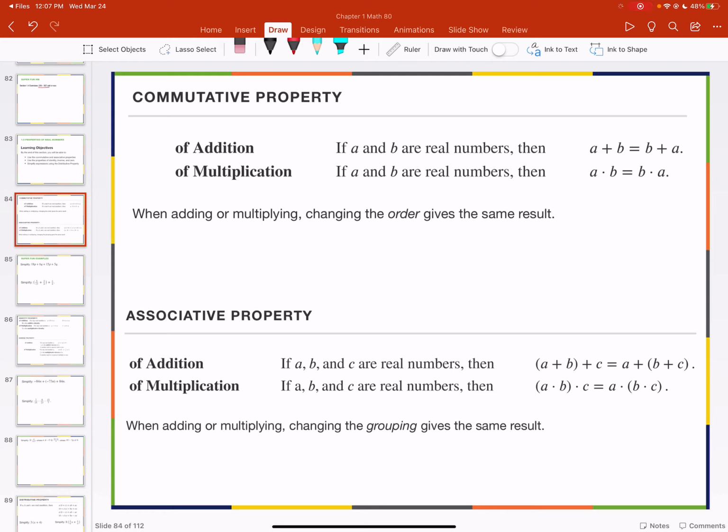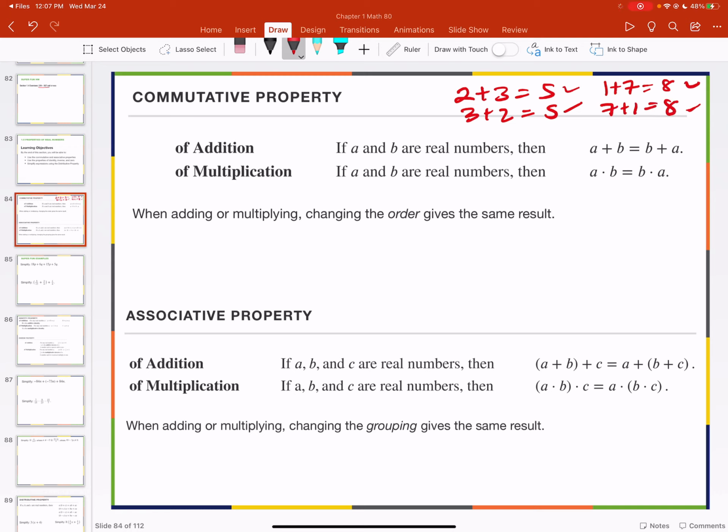First of all, for any real numbers, we have what's called the commutative property of addition and multiplication. Have you ever noticed that it doesn't really matter what order you add things together because the sum ends up the same? Well, that's an example of the commutative property. For example, 2 plus 3 is 5. 3 plus 2 is also 5. 1 plus 7 is 8. 7 plus 1 is also 8.